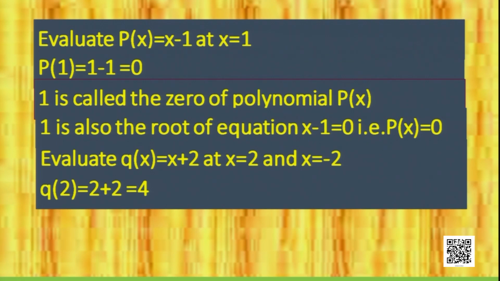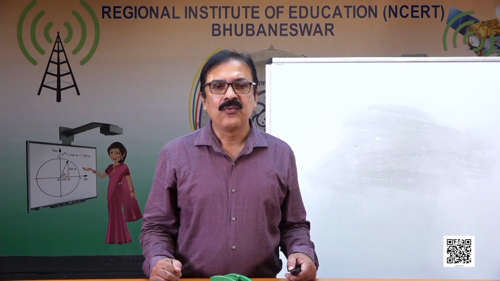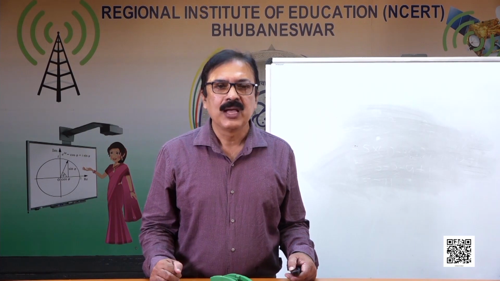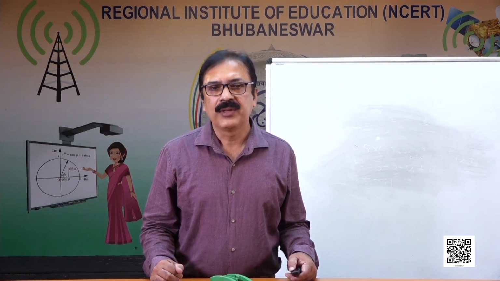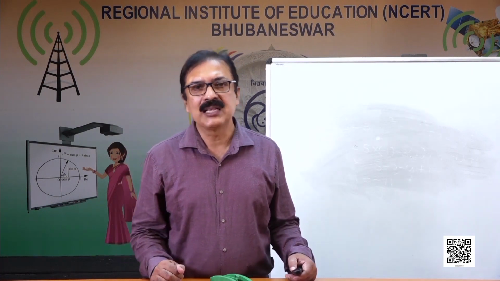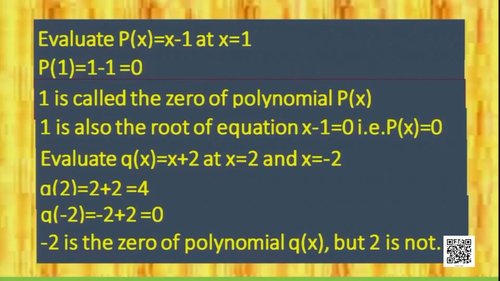But if we put the value of x as minus 2, then what happens? It becomes minus 2 plus 2. Its value becomes 0. Now you can say, what is minus 2? What can we call minus 2? As the value of q(x) becomes 0 for the value of x as minus 2, we can say that minus 2 is the 0 of the polynomial q(x).